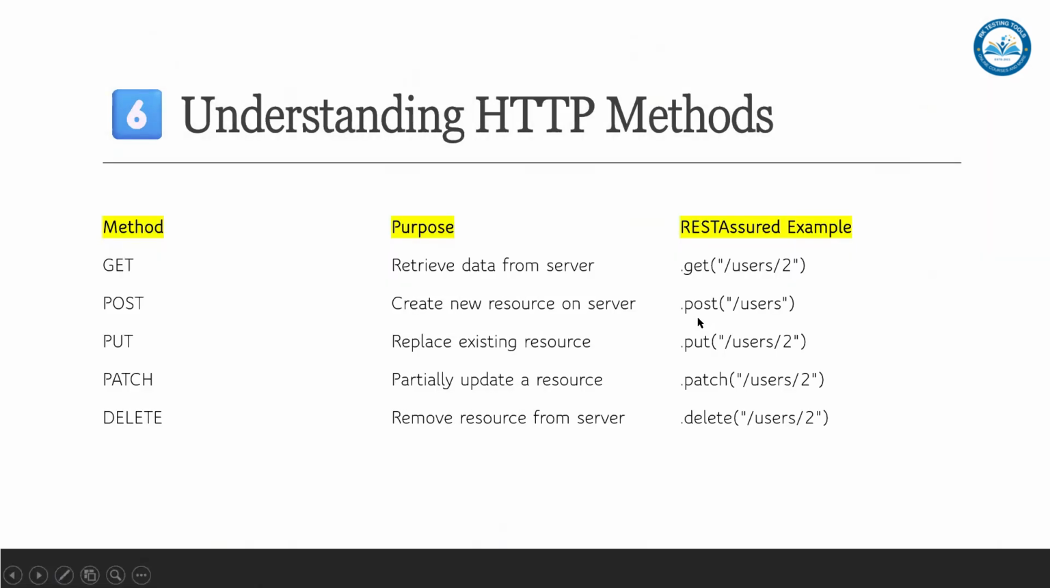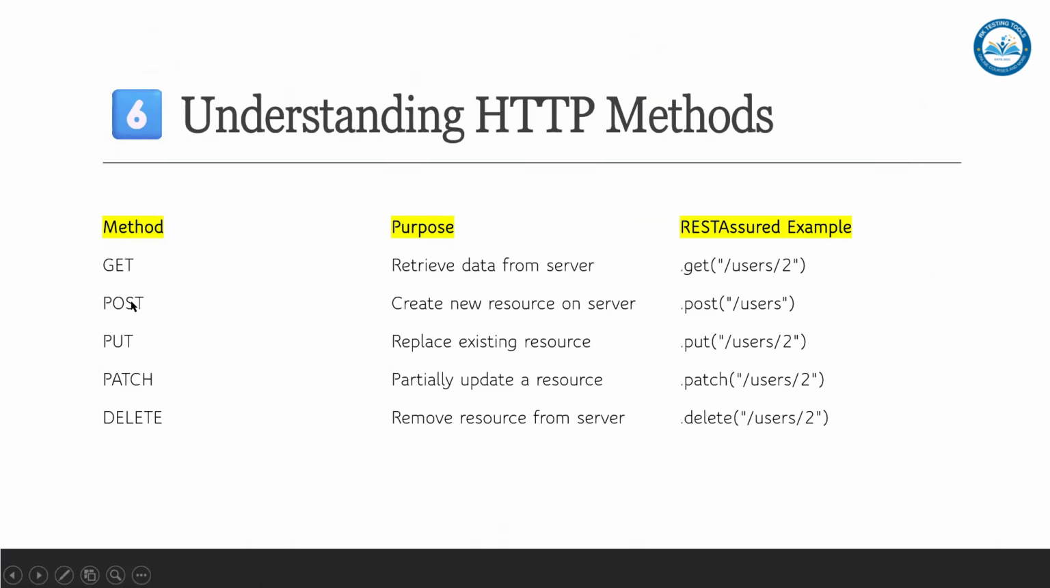Right. Now we understand the HTTP methods. So this is very, very important, guys. We have a bunch of methods like GET, POST, PUT, PATCH, DELETE. So what is the purpose of each method? The purpose of the GET method is retrieving data from the server. In REST Assured, you can use dot get with the resource URL, for example /users/2. We are using the dot get method.